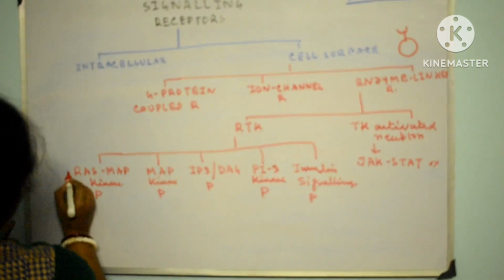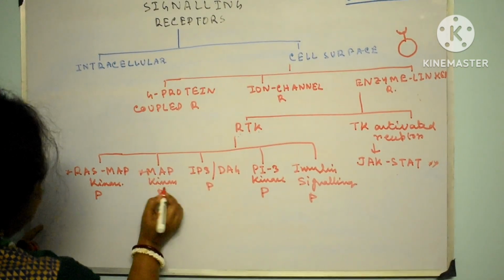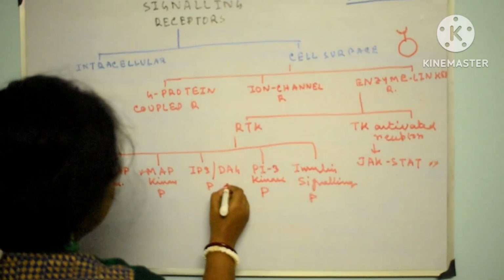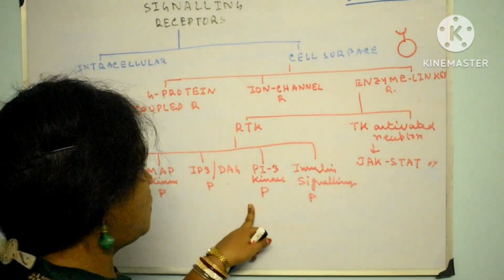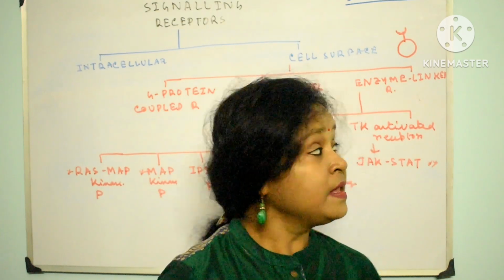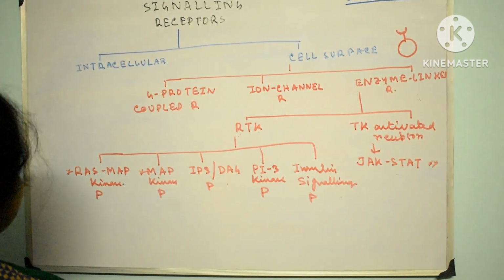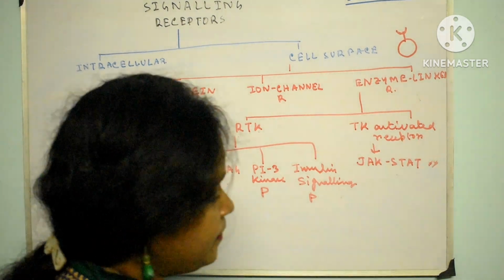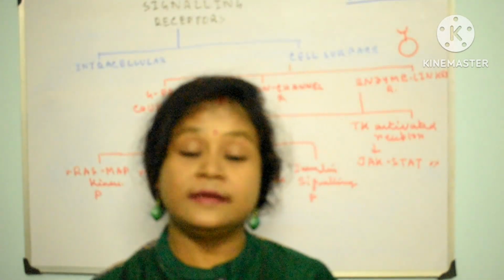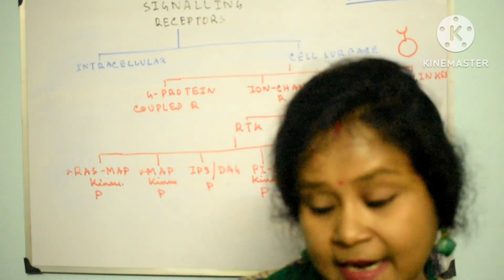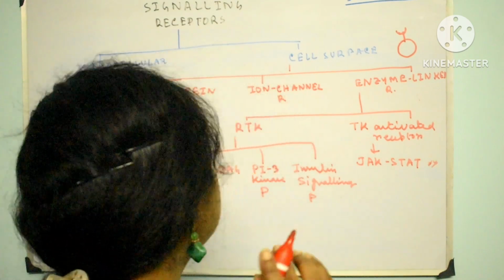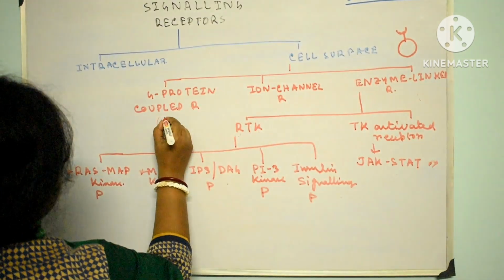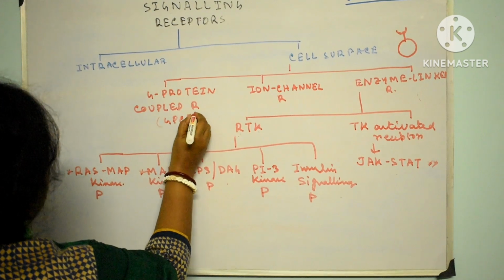Receptor tyrosine kinase is again divided into RAS-MAP kinase pathway, MAP kinase pathway, IP3 DAG pathway, PI3 kinase pathway and insulin signaling pathway. Out of these five types of RTK, RAS-MAP kinase pathway and MAP kinase pathway are in your syllabus and very much important, and the remaining three, IP3 DAG pathway, PI3 kinase pathway and insulin signaling pathway, are also major types but not included in your syllabus.